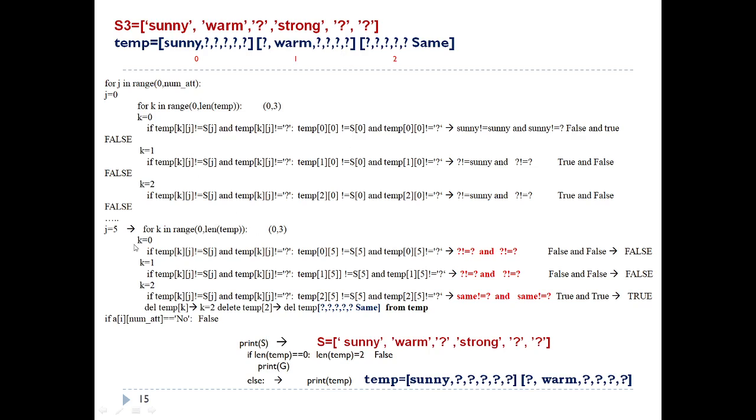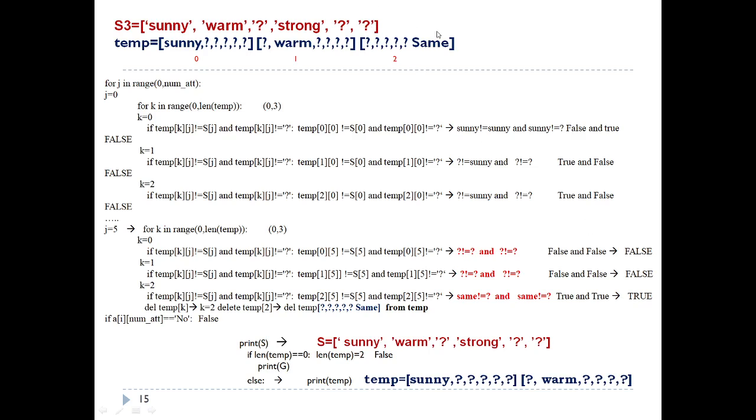Now you go to the fifth attribute from the specific hypothesis, and in the temp list again we need to go to the second value. So here one by one we need to check. So now k is equal to 0. Again we need to check here. The first attribute value is question mark here, and in the specific hypothesis also it is question mark. So false. So everything you will get as false.